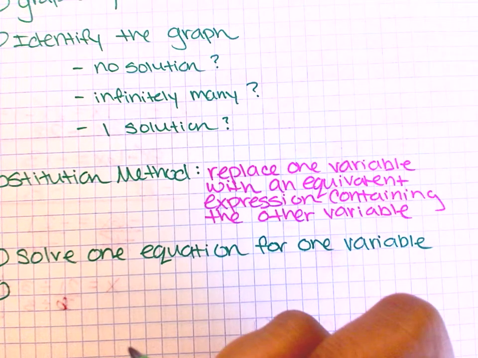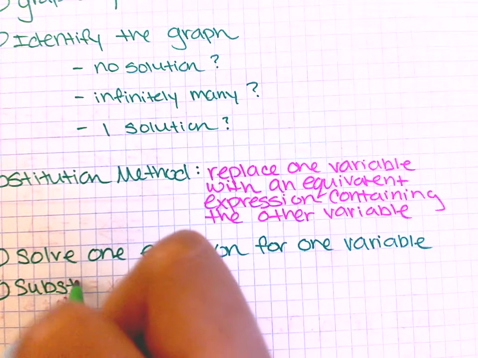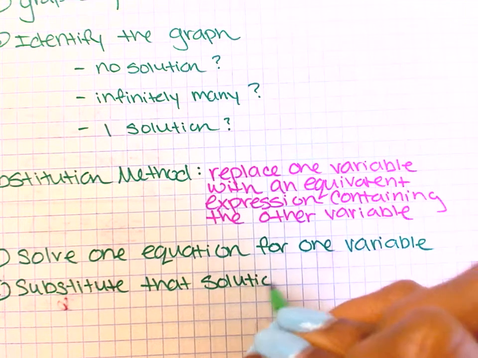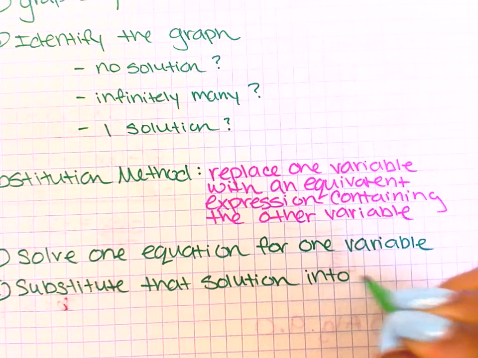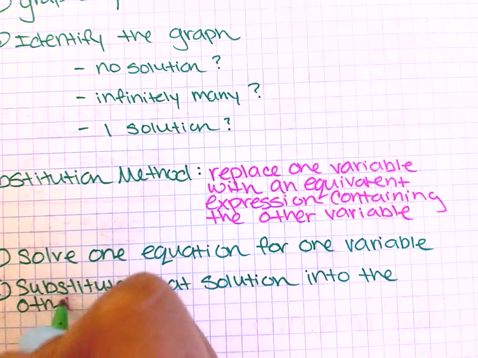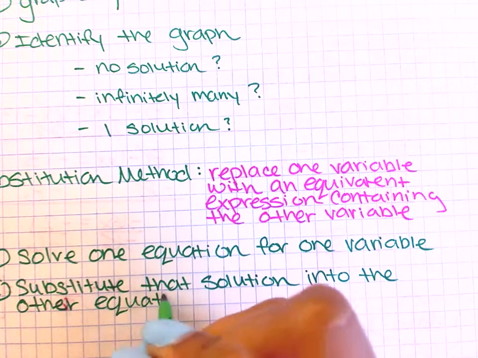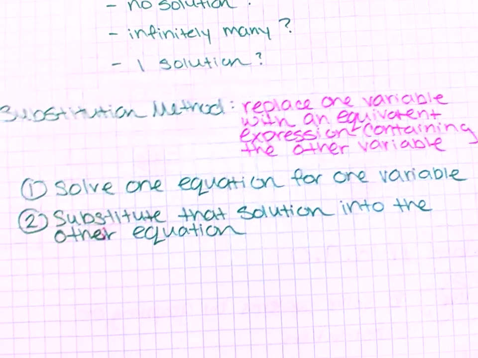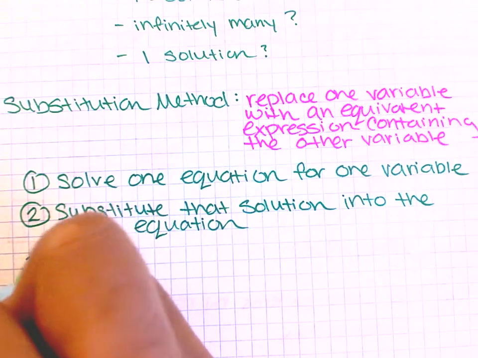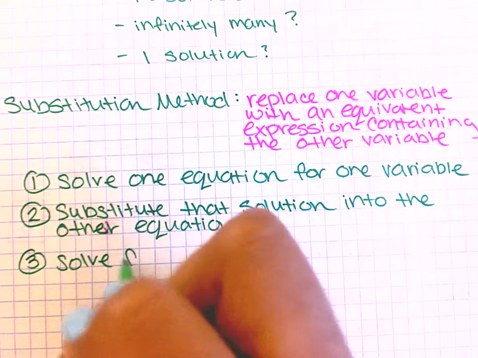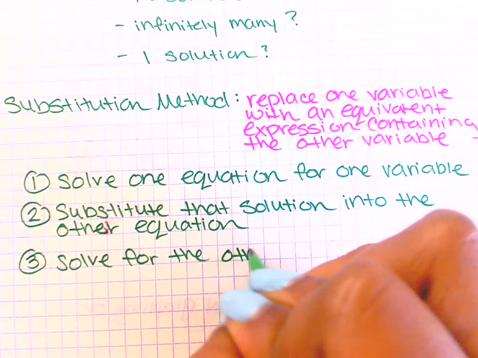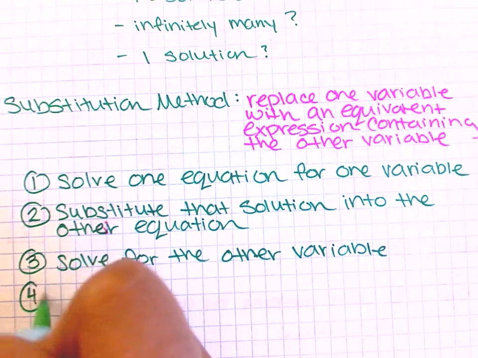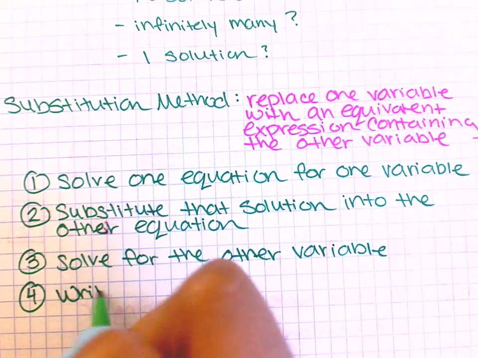Number 2, I'm going to substitute that solution into the other equation. Number 3, I'm going to solve for the other variable. And number 4, I'm going to write both of my answers as an ordered pair.